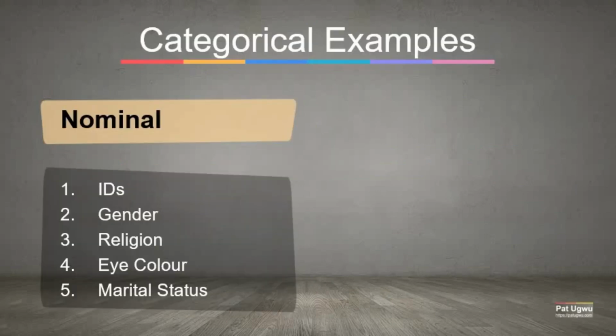For nominal, it can be something like IDs or serial numbers. It can be gender, male, female. It can also be religion, eye color, marital status, ethnicity, and so on.